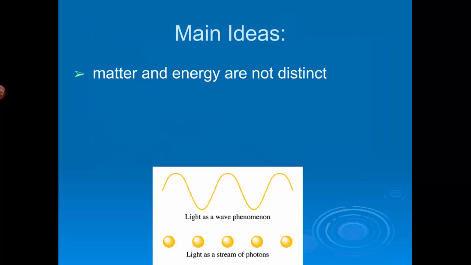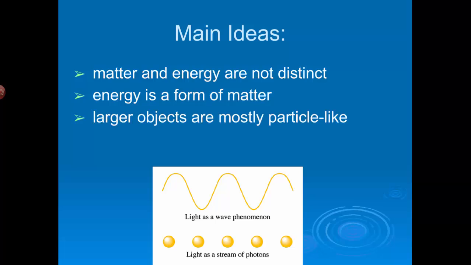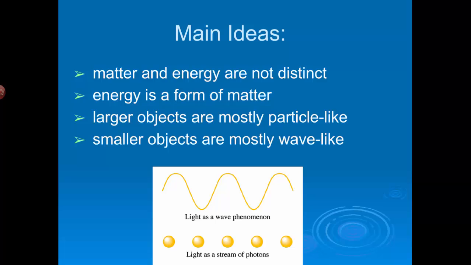So the main ideas that we want to talk about in this video are that matter and energy are not distinct. They're actually the very same thing. Energy is just a form of matter. Larger objects, things with lots of mass, mostly behave like particles. Things with very, very small mass, like electrons, are mostly wave-like. And this is the key to understanding the distinction between Bohr's model of the atom, where the electrons orbited around the nucleus like planets, and the new model of the atom, where electrons are actually like waves. And it's because they're small. Electrons are so small, their mass is so small, that their behavior is more like a wave than like a particle, even though they're matter.